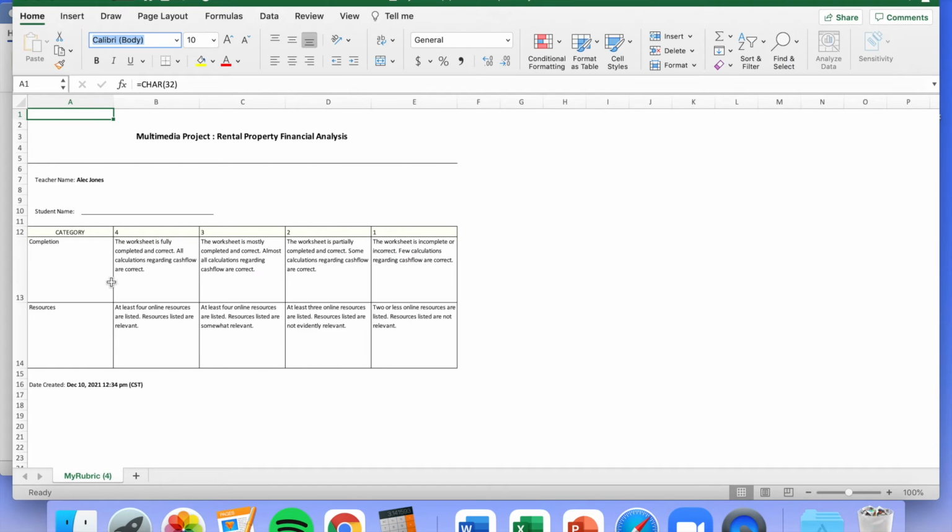So they're just going to be graded on completion of the worksheet and the resources they provide. There has to be at least 4, and they have to be relevant to the subject.